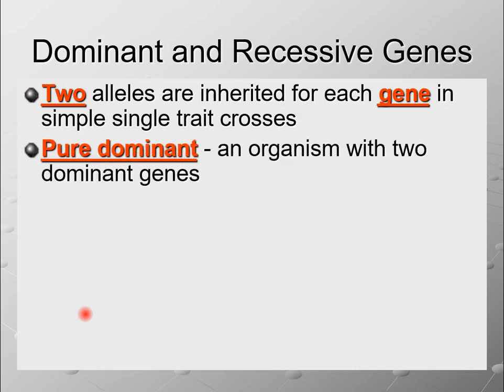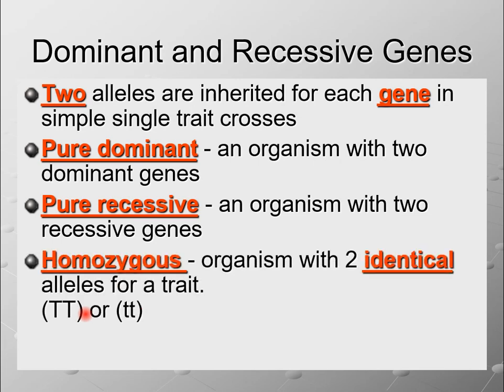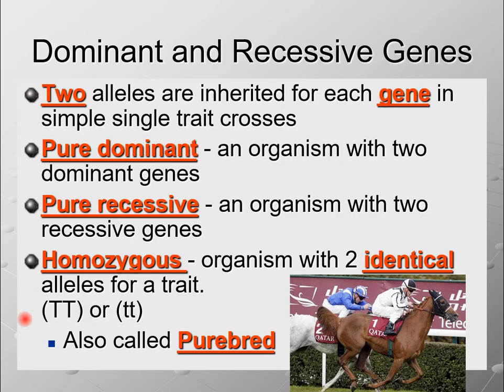عندنا مصطلح نسميه pure dominant اللي هي السائد النقي, means an organism with two dominant genes. The pure recessive means an organism with two recessive genes. ده مصطلح يسمونه homo يعني مش شابه. Homozygous means organisms with two identical alleles for a trait. For example, T capital or T small. That's called purebred.